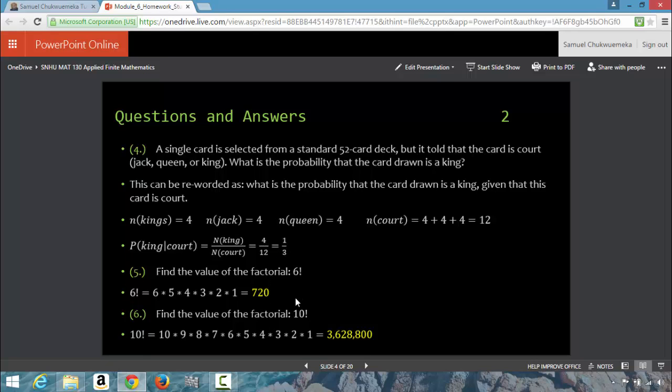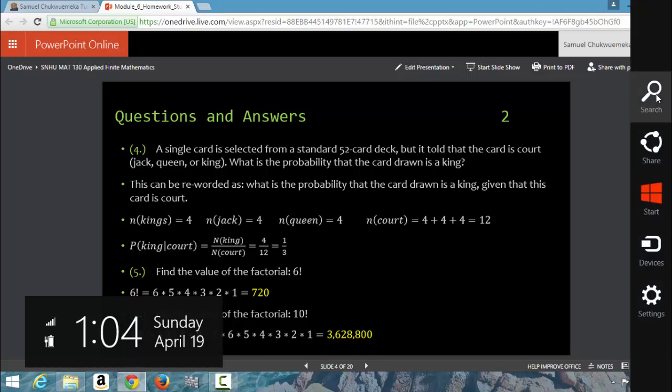Question 5 deals with factorials. When we talk about 6 factorial, we mean 6 times 5 times 4 times 3 times 2 times 1. You can do this with the calculator on your computer. I'm going to pull it up.